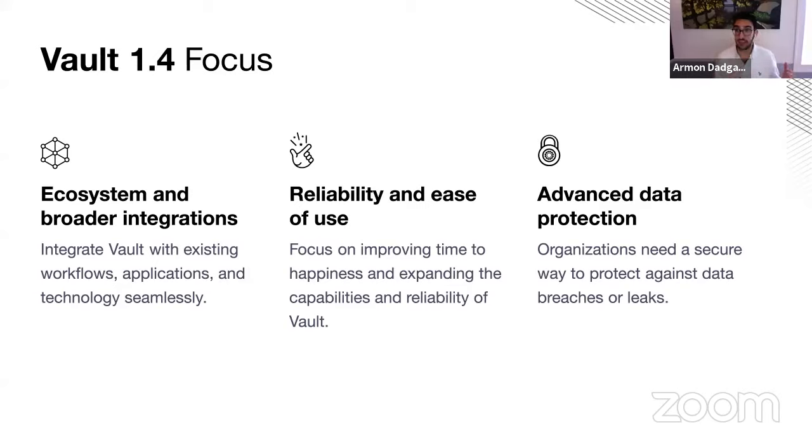One is an increase in the ecosystem and broader set of integrations, right? So expanding the set of things Vault already can speak with. Two is some big improvements in terms of how you can actually run Vault and operationalize it. Our goal is to make it easier to run Vault and make it more reliable. And third is some improvements in advanced data protection, really looking at how do you do more sophisticated data protection in systems that maybe are brownfield, where you don't have the luxury of doing rewrites.